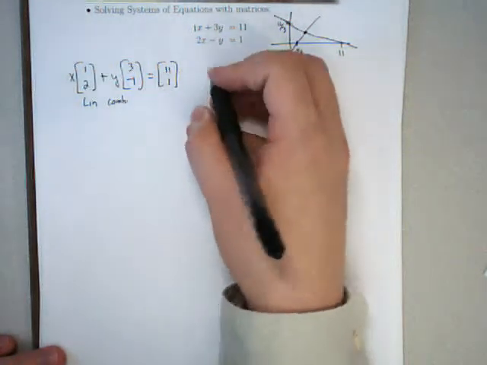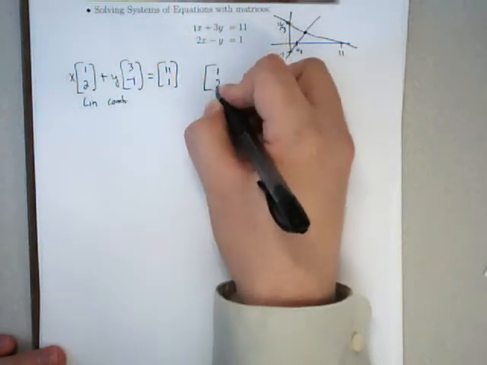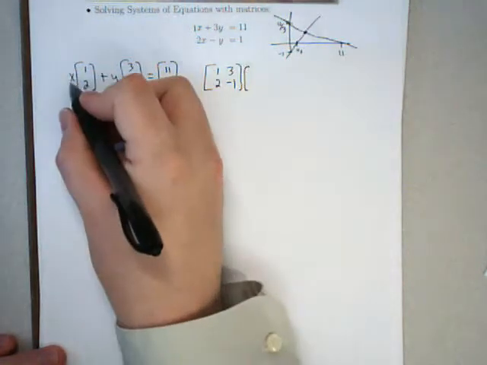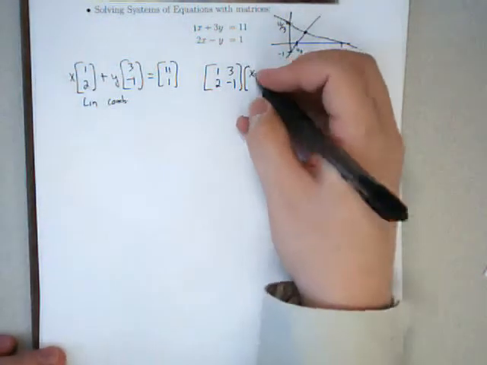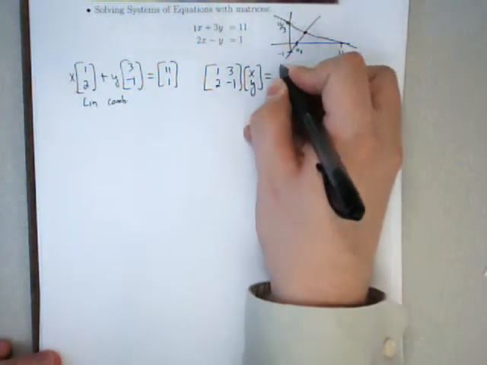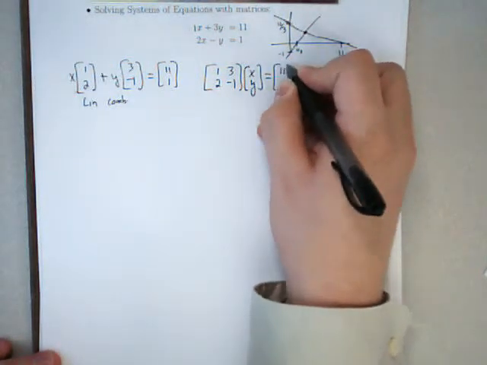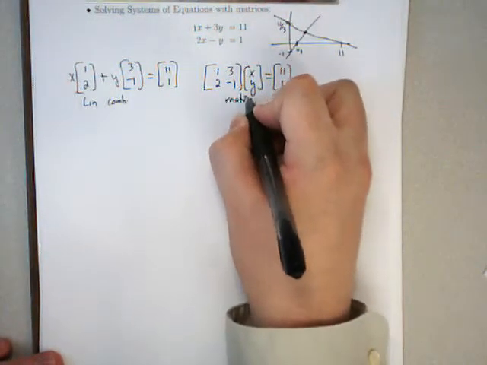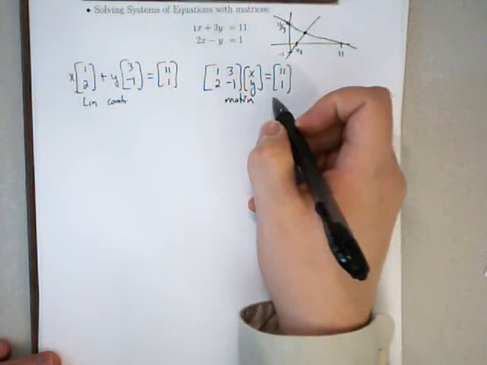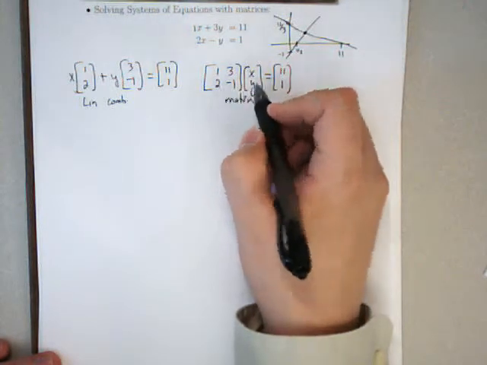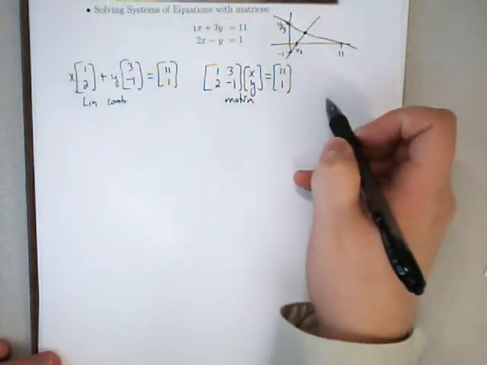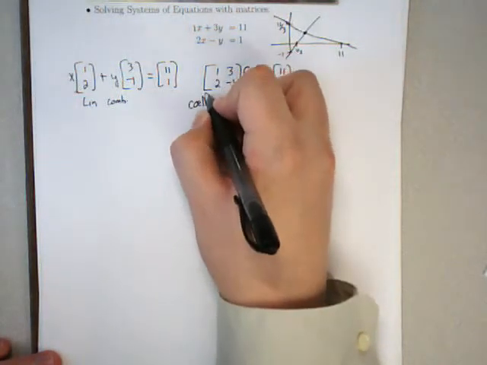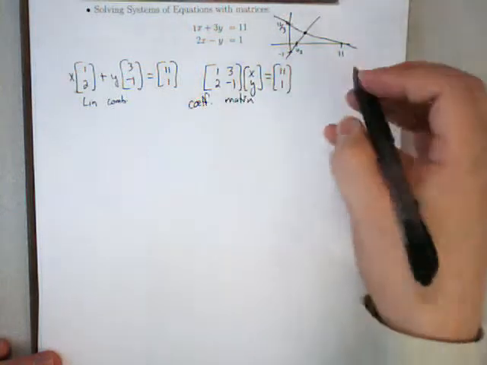Because it's a linear combination, we could rewrite it in matrix form. I just take the 1, 2 and the 3, negative 1, multiply those by the constants x, y, and then set that equal to 11, 1. This is now a matrix equation I can use to solve the system. Really, it's now the vector x, y times this matrix on the left that needs to be 11, 1. This matrix on the left is called the coefficient matrix, and we'll be using that throughout the semester.